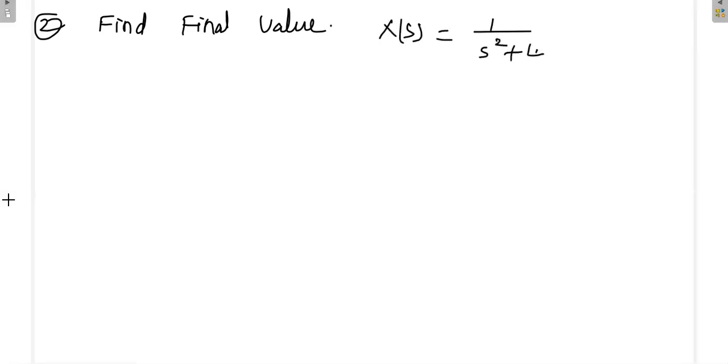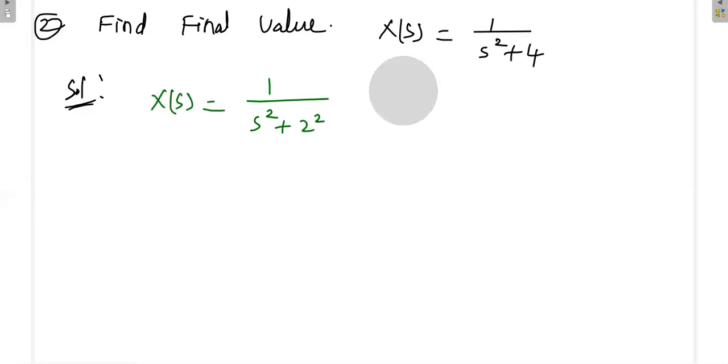Find the final value of X(s) is equal to 1 / (s² + 4). Solution. Again, whether this one is stable or not, we have to verify. So X(s) has s² + 2², which is equal to (s + 2j)(s - 2j).